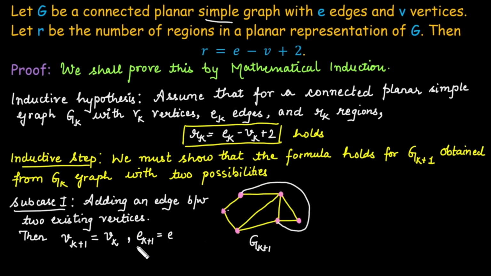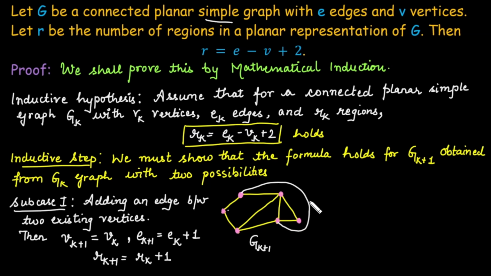So, we can say that the total number of edges in a new graph is equal to the number of edges in a previous graph plus 1. Now, what is the impact on the number of regions? Number of regions in this case is increased by 1 because the outer region is divided into two parts and the rest of the regions are as it is. So we can say that it is the number of regions in a previous graph plus 1. This is the first case we need to take.